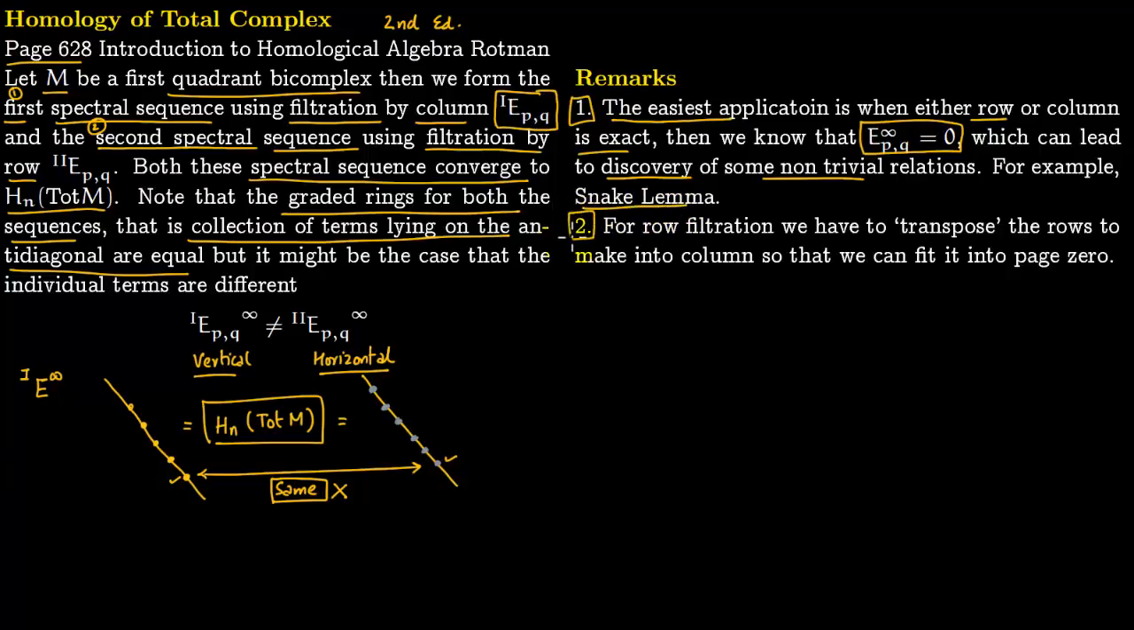Number 2 is for row filtration. You know that in the row filtration the arrows are going like this, but we want to fit this to page 0, so you have to transpose these arrows. You have to rewrite the entire filtration so that the arrows go like this. This is for the second. For the first E, it does not matter because the arrows are anyway going like this, so you have page 0. For the second you have to transpose it. So for the row filtration we have to transpose the rows to make them into columns, and therefore you can fit into page 0.